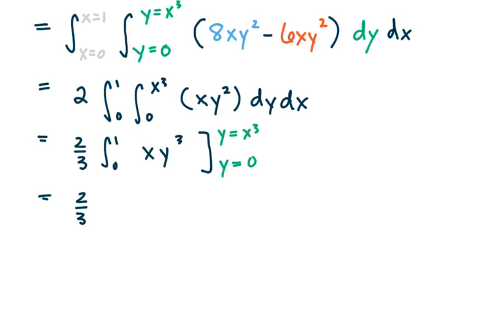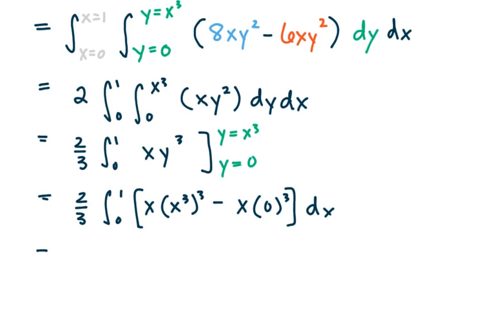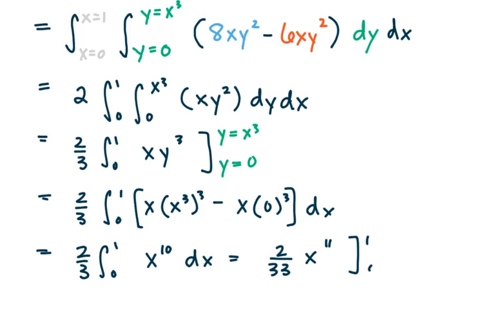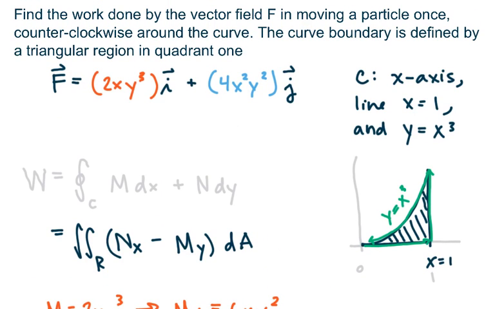So I have 2/3 integral from 0 to 1 of x times x cubed cubed minus x times 0 cubed. That gives me 2/3 the integral from 0 to 1 of x to the 10th dx, which is 1/11th, so 2 over 33 x to the 11th, and we need to evaluate that from 0 to 1. Plugging in 1, we get 2 over 33. Plugging in 0, that last term goes away, and my final answer is 2 over 33. That represents the work done to move the particle one time in this counterclockwise fashion along that path.